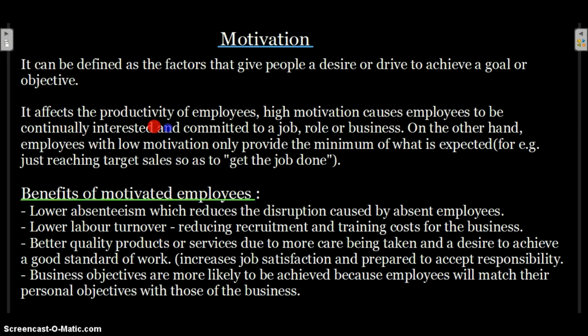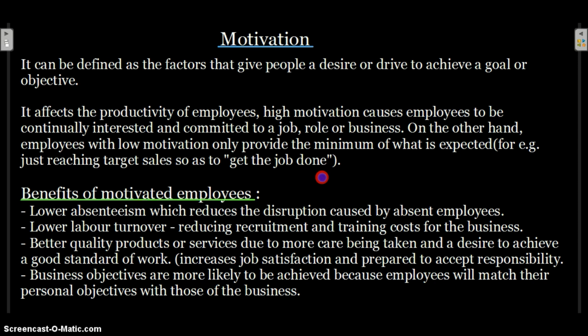So basically motivation affects the productivity of employees. High motivation causes employees to be continually interested and committed to a job, role, or business. On the other hand, employees with low motivation only provide the minimum of what is expected. For example, just reaching target sales so as to get the job done.